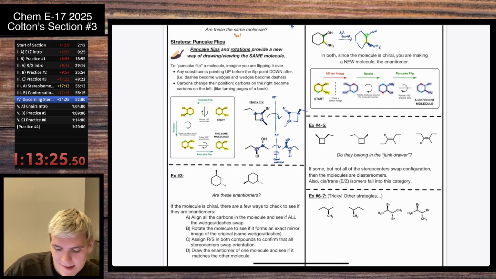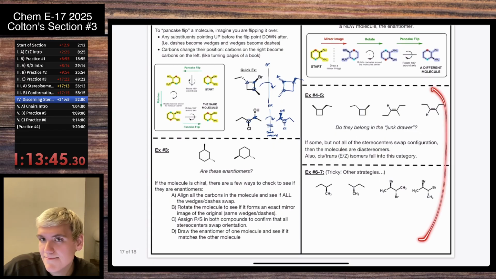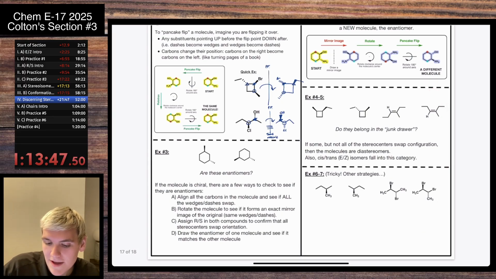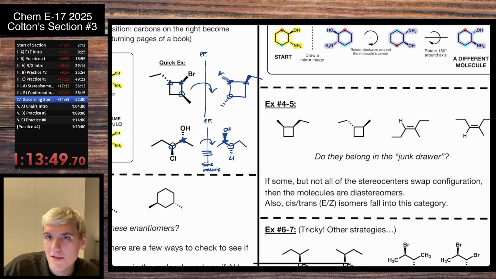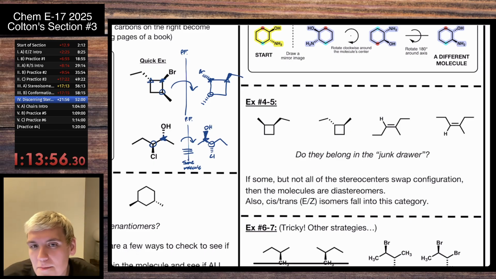And I skipped over the question of whether they are enantiomers, just because the drawing seemed like a natural next step. But these are textually talking through all the things to do if you're trying to determine if two things are enantiomers. These other ones, I'm just going to skip. Essentially, if all the other things fail and you realize that some but not all of them swap, or that they are EZ isomers, stereoisomers, then they go in the junk drawer, they're diastereomers.